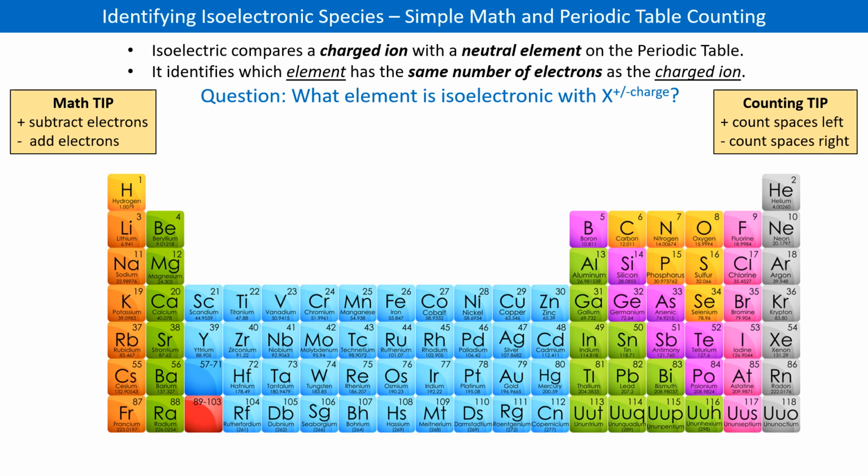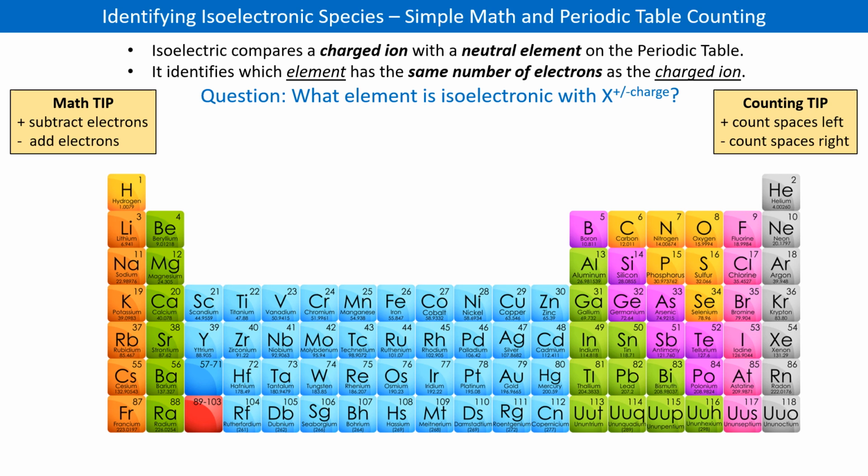Isoelectronic compares a charged ion with a neutral element on the periodic table. In other words, you will have a charged ion, either plus or minus, and you are looking for its electronic match on the periodic table as a neutral element. Next, it identifies which element has the same number of electrons as a charged ion. These two bullets are saying the same thing. So basically you want to know which element has the same electron count as the charged ion.